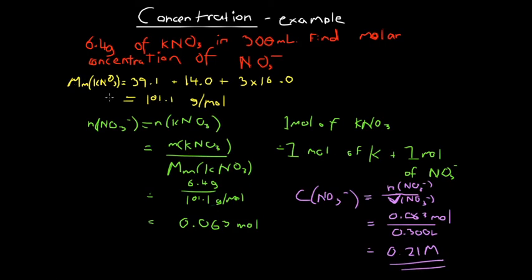So we've got 3 steps here. We worked out the molar mass of potassium nitrate, and that allowed us to work out the mole of potassium nitrate and consequently the mole of nitrate using this ratio, because 1 mole of potassium nitrate has 1 mole of potassium and 1 mole of nitrate. Then once we've got that mole of nitrate, the concentration of nitrate is that number of mole divided by the volume of the solution. So here we've divided the number of mole by 0.3 liters and we get 0.21 mole per liter.